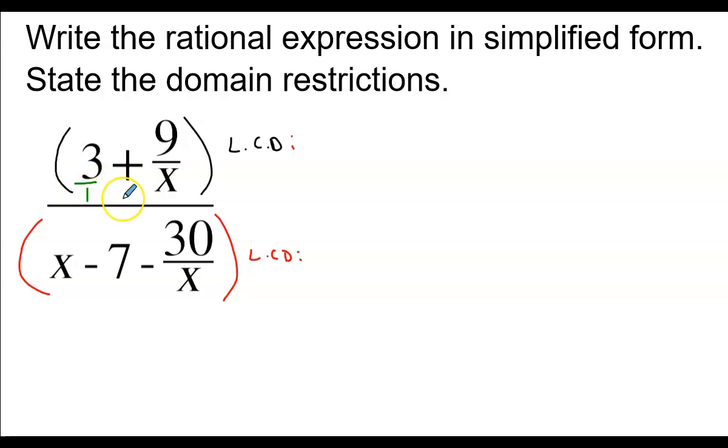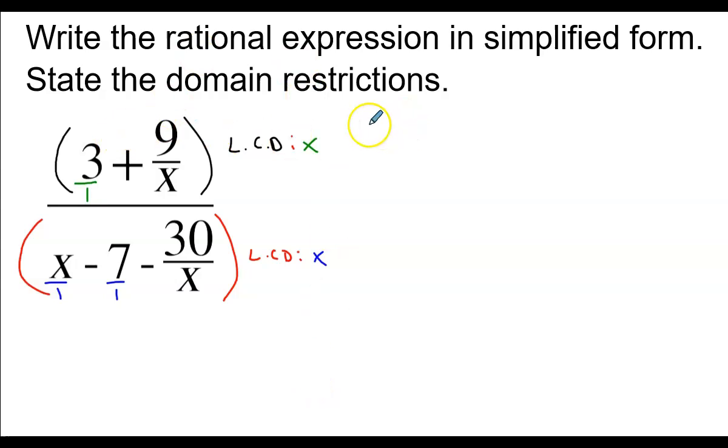This is technically 3 over 1. So I have a denominator of 1 and a denominator of x. My common denominator between the two of them is just x. That's probably one of the easier ones. The next fraction, I have x over 1, 7 over 1, and 30 over x. Again, two of my fractions have a denominator of 1. The third has a denominator of x. So the denominator there is just x.